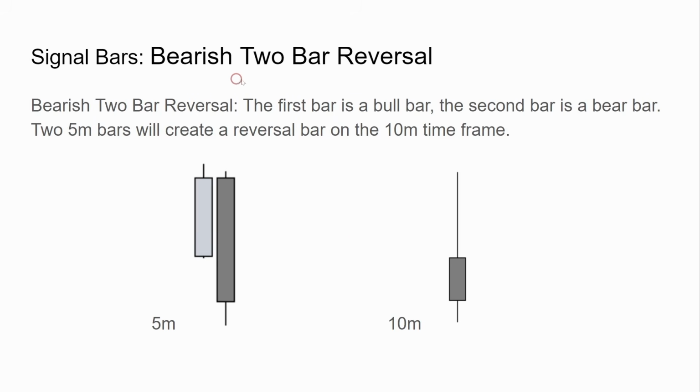Signal bars. Bearish 2-bar reversal. The first bar is a bull bar. The second bar is a bear bar. Two 5-minute bars will create a reversal bar on the 10-minute time frame. Here we can see the bull bar, and then the bears reverse it and create new lower prices. Strong close with a small wick. On the 10-minute time frame, this looks like a reversal bar. If we saw this at resistance, it could be a good short depending on what happens to the left.